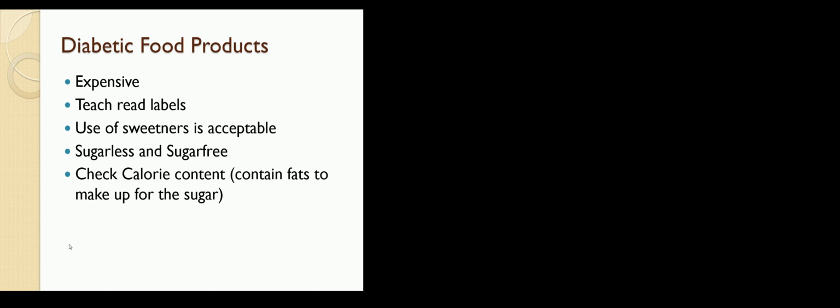Now, we all know that diabetic foods can be expensive, and that the labels can be very deceiving. If something says low fat, then it's probably high in sugar. If something says low carbs, it's probably high in fat. There's always a trade-off. The use of sweeteners is acceptable, even though lots of research out there points to potential issues of long-term use of sweeteners. Sugarless, sugar-free, be careful of the packages. Again, sometimes when it says that, it's high fat content. So always make sure they're checking their caloric content as well.